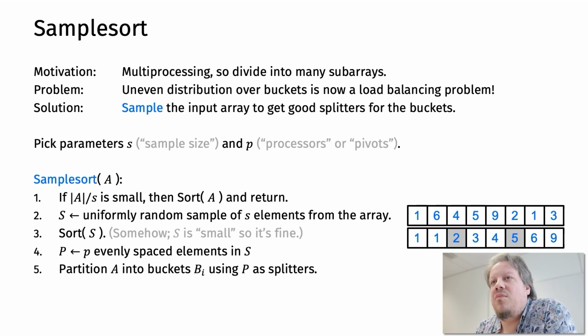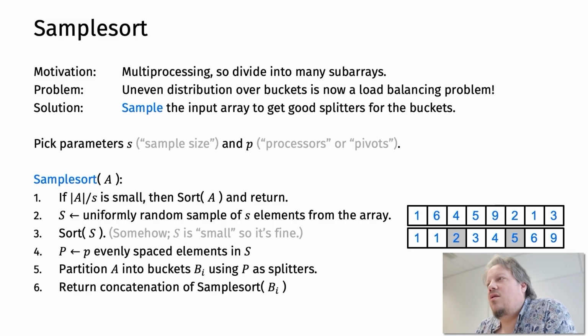We partition A into the buckets using P as the splitters, and then recursively we sample sort each of the Pi, and then we concatenate all the results. And at some point this is going to get to a base case on line 1 where we would have sampled most of the array, and then we just sort it with a baseline method. So this is an algorithm from the 70s, and the idea is that you actually send these Bi to different processors to work on and then put back together at the end.